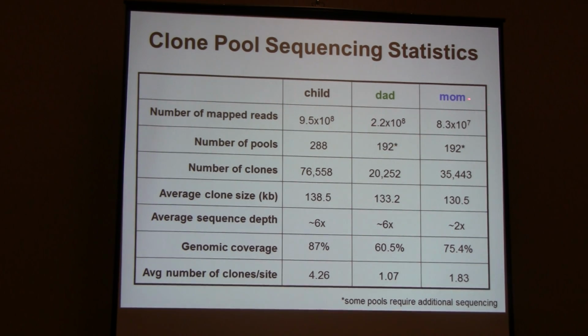We have performed less sequencing at this point for the 2 parents, and additional reads should be coming off the HiSeq any day now. Correspondingly, we have fewer clones in these individuals, reduced genomic coverage, and fewer clones that map to a typical site.